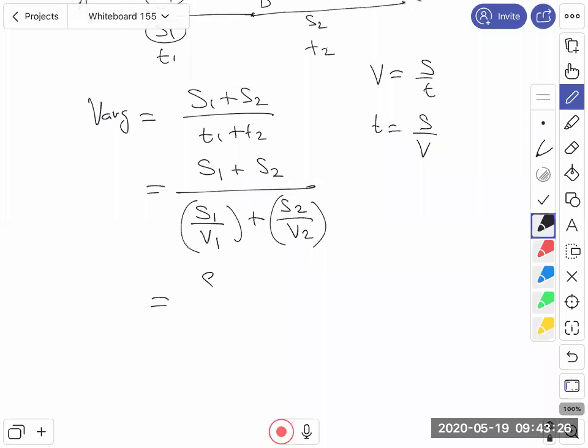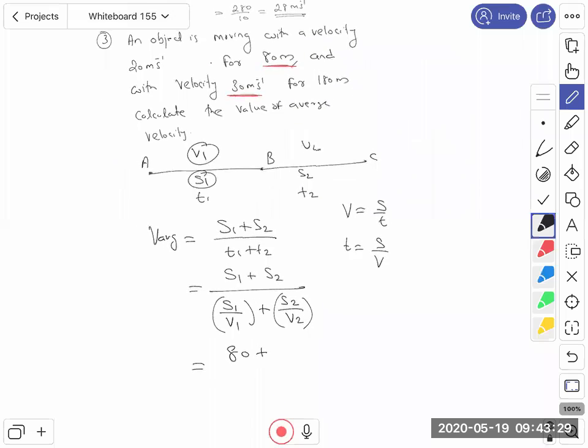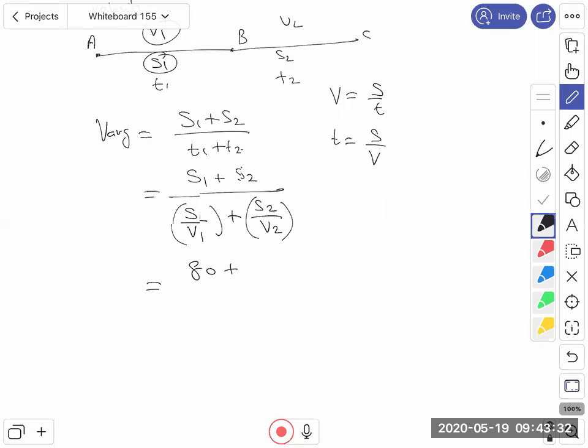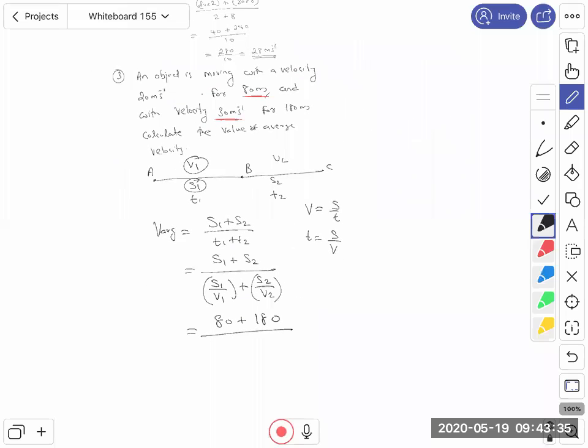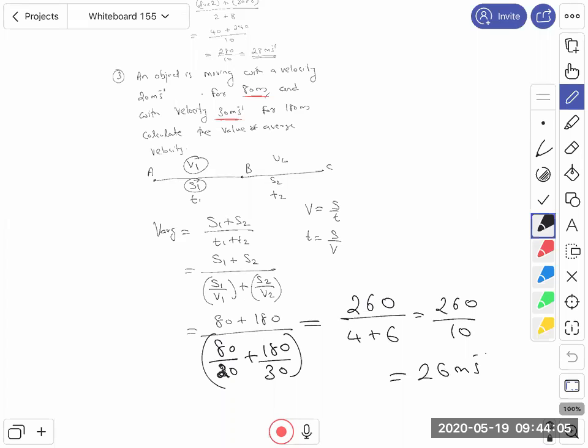Now we can put the values: displacement in first situation was 80, plus displacement in second situation is 180, divided by 80 divided by velocity, which is 20, plus 180 divided by the speed, which is 30. So we can find the value: this will be equal to 260 divided by 4 plus 6. So that will be equal to 260 divided by 10, or you can write average velocity is 26 meter per second. Is it clear? Any doubt?